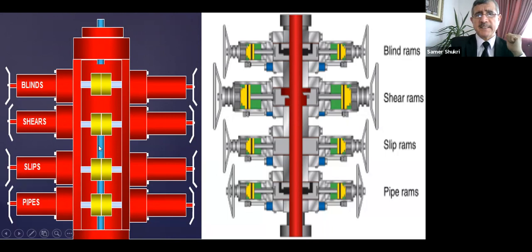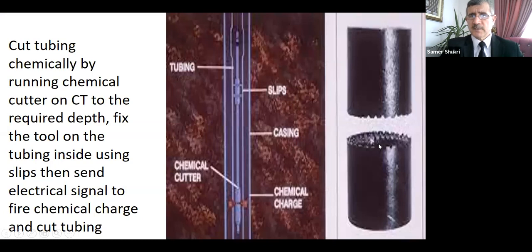We run a chemical cutter inside the coil tubing and cut it 500 feet above the stuck depth. In this case, we retrieve the piece of coil tubing above the stuck point. I will show you how we cut it. We send an electrical signal to the chemical cutter.